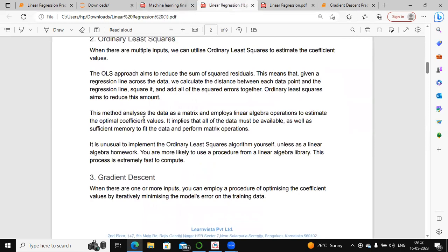This method analyzes the data as a matrix and employs linear algebra. You know, y = mx + c is like a matrix. We can represent it in the form of a matrix, and this is an algebraic operation to estimate the optimal coefficient values, that is m and c.